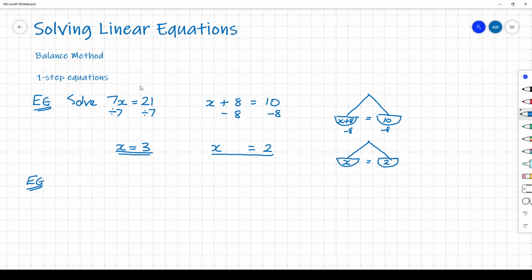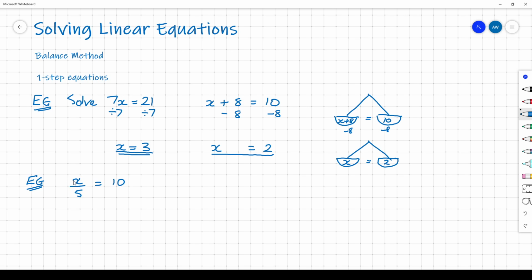Let's look at another one-step example. Again, let me remind you, these are one-step equations because it took me one step to get the answer. I just have to do one thing. So let's look at another one. What about x divided by 5 equals 10? So something divided by 5 equals 10.